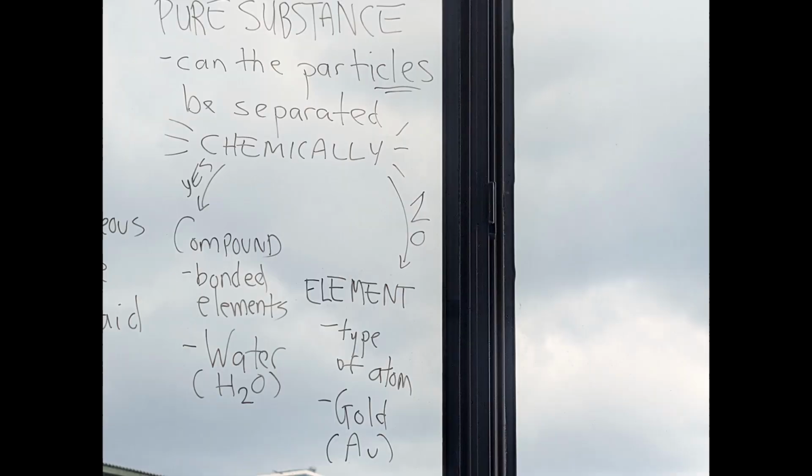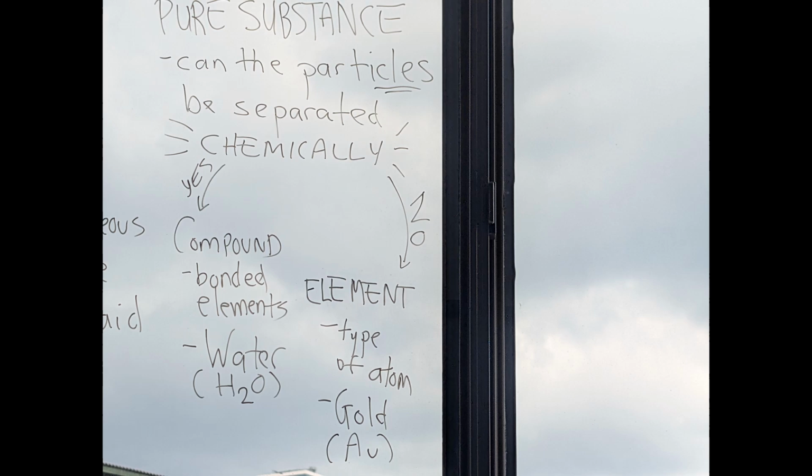A pure substance. Now, just like we had a question for mixtures, we have a question for pure substances. Can the particles, see what I did there? Particles be separated chemically? So here's the thing. You're looking at a pure substance and you're thinking, that's just water. Or that's just gold. Can I separate these things? Well, the reality is that we're no longer talking about parts. We're talking about particles. We're talking about atoms and molecules and compounds. And this is really where grade 9 science begins with the chemistry unit.